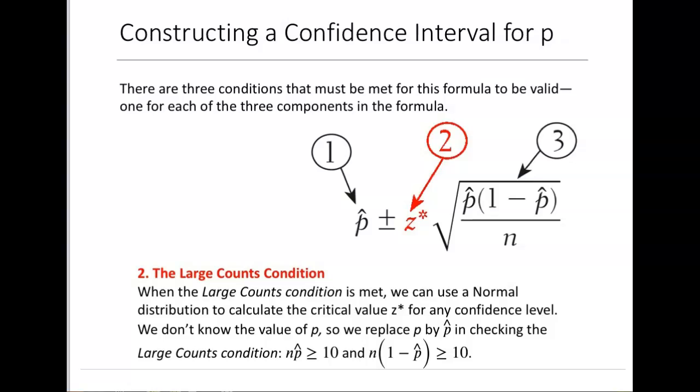Large counts. Remember that for the sampling distribution to be considered normal, this has to be satisfied. Now, normally it was n times p is greater than or equal to 10, and n times 1 minus p is greater than or equal to 10. But again, we don't know p. That's what we're trying to figure out. So our best guess of p is p hat. So that's what we use for large counts. And that just tells us we can use a normal distribution, because we know that sampling distribution would be approximately normal.